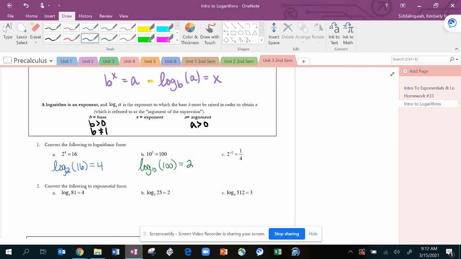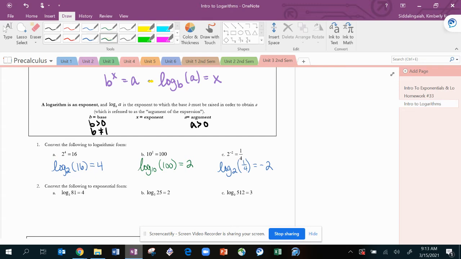One more to convert to log form. And maybe you want to pause the video here and see if you can do it, and then check based on what I've done. So let's put this into a log. This is going to be log base 2, because the base of the exponential is 2, of 1/4 equals the exponent. So log base 2 of 1/4 equals -2.